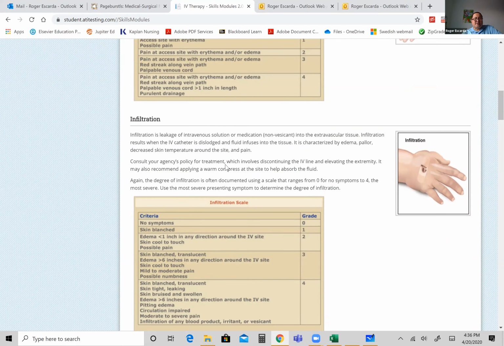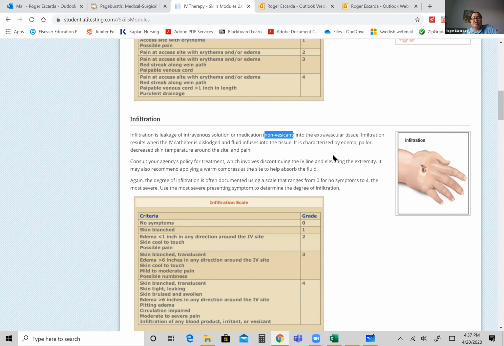Infiltration is the most frequent complication. The IV site migrated, it's no longer inside the vein. So all the solution that you are infusing is not going intravenously, it's going around the tissue. Depending on the solution, if it's non-vesicant, meaning it's not going to cause tissue necrosis, we call it infiltration.